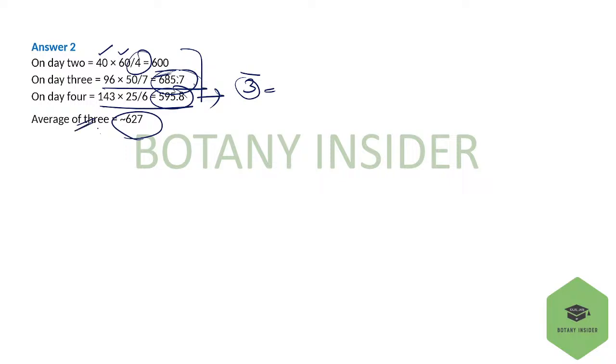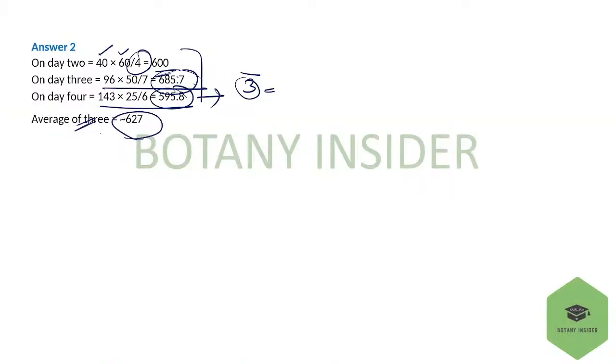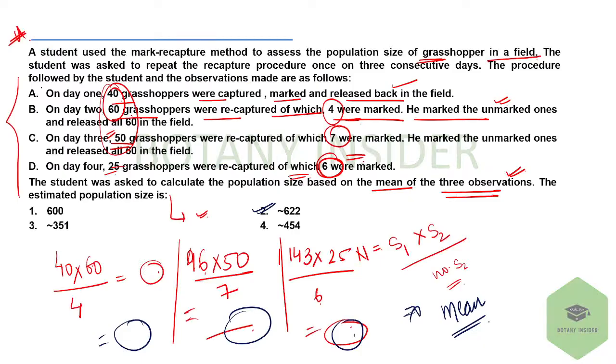So 627, or approximately 622, will be the correct answer, because that's what the question is asking. Did you understand the question, everyone? It was a 4 marker that was asked in the examination, and I'm expecting the question is clear to all. If this is clear, then we can discuss other questions as well. Yes, is the question clear to all?